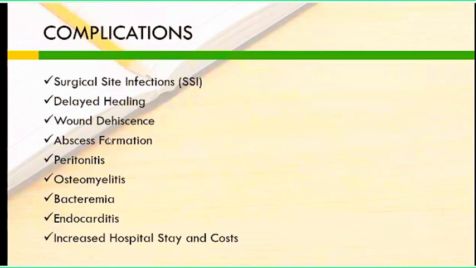What are the complications associated with breach in asepsis? Well, one, you have surgical site infection, which is a feared complication after surgery. You have breakdown of wounds after surgery, peritonitis, which is inflammation of the peritoneum after surgery. Then you have osteomyelitis, bacteremia, which is spread of infection into the blood. Then you have endocarditis, as well as increased hospital stay and cost.